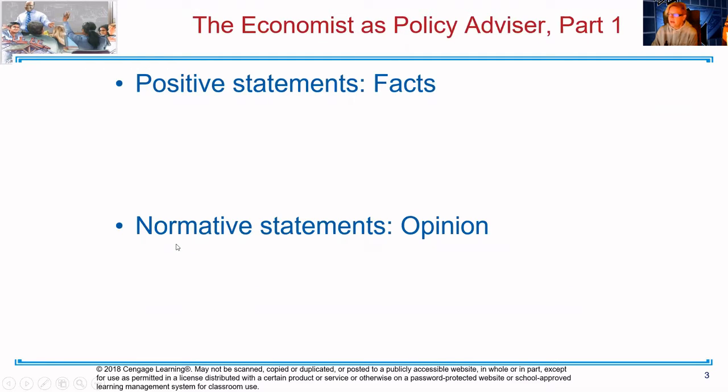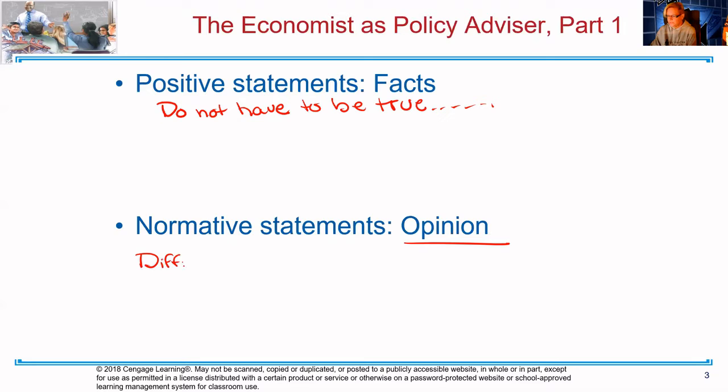All right, so again, positive statements are based upon facts. They do not have to be true. So that's a little misleading. That's why we love to name things weird in economics, just to kind of confuse you, right? To make the commonsensical misunderstandable is kind of what economics is. And then normative statements are opinion, and again, difficult to measure.